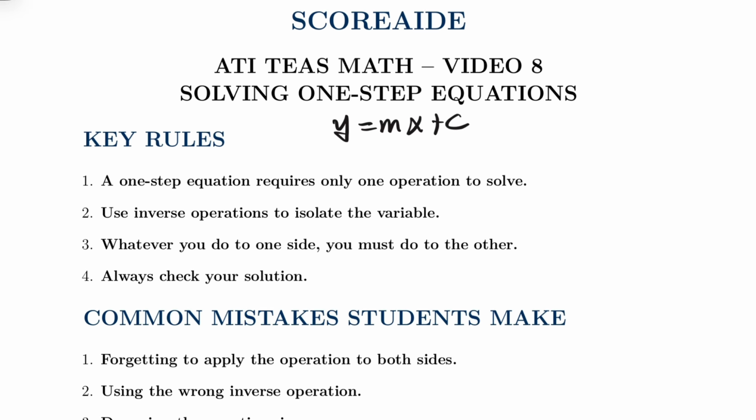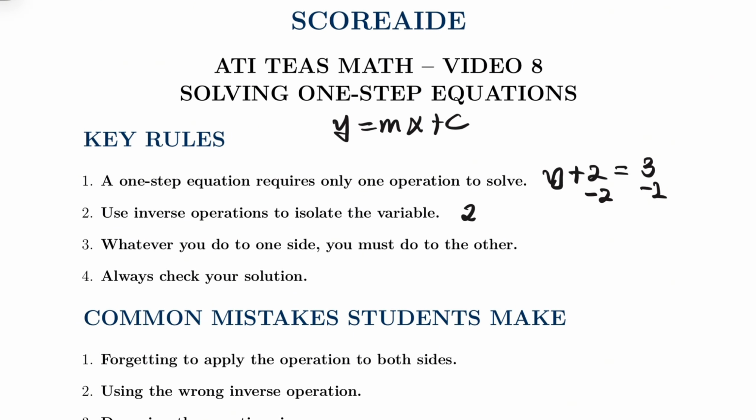A one-step equation requires only one operation to solve. For example, you have y plus 2 is equal to 3. So this requires you just to subtract 2 on both sides and you will have the value of y there. Use inverse operations to isolate variables, like we just did there.